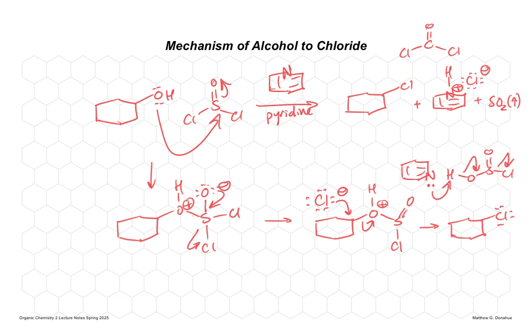So the purpose of doing this: OH is a bad leaving group, but chlorine is a good leaving group. So once you have that halogen in there, you can do any sort of other SN2 reaction you want to do.